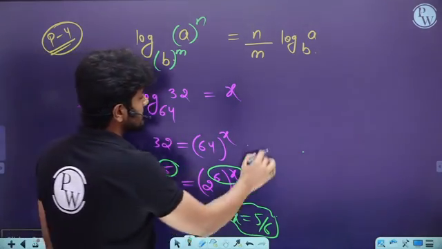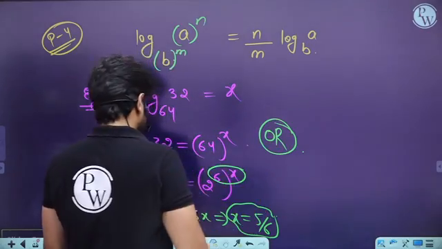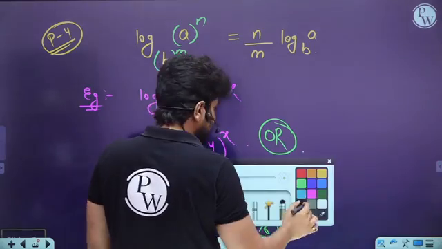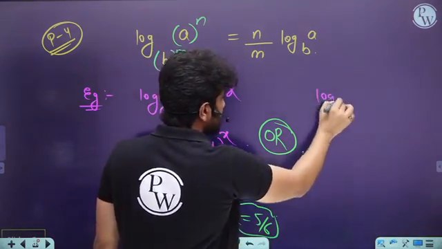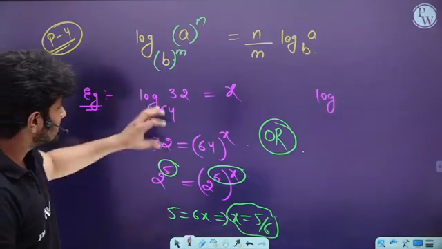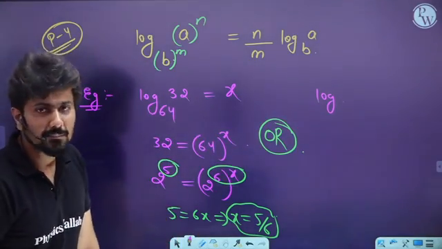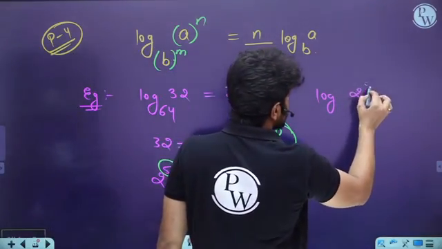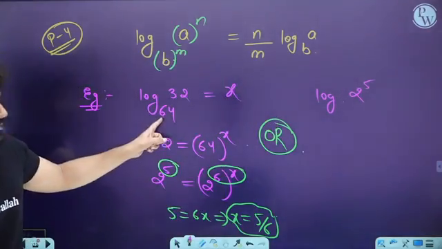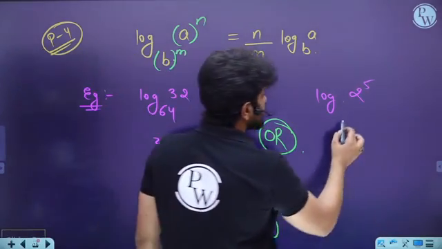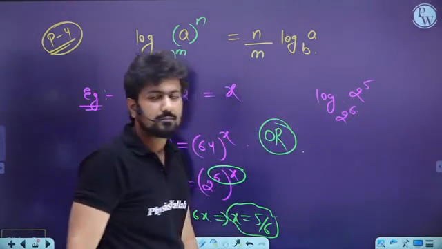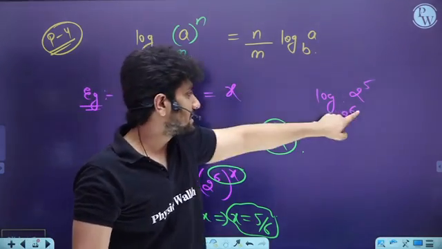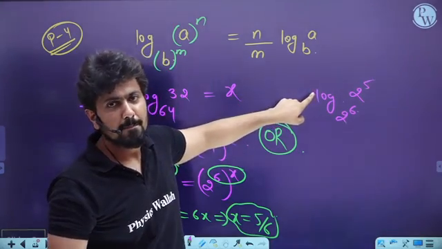Or you can do this entire question like this: log of 32. Basically properties make it easy. Properties are not making anything complicated; properties make the solving part very, very easy. You know that 32 is 2 raised to the power 5. And 64 is 2 raised to the power 6. So directly write this. Now we know this property that this 5 will go in the multiplication, but 6 will go as a reciprocal.